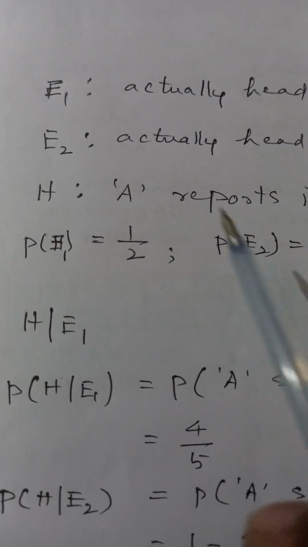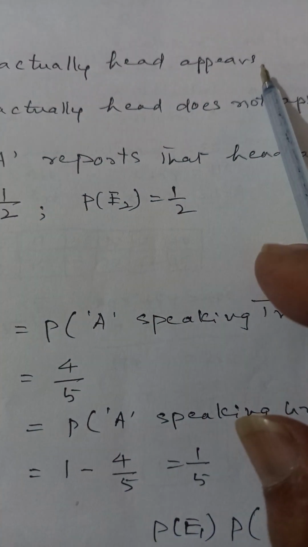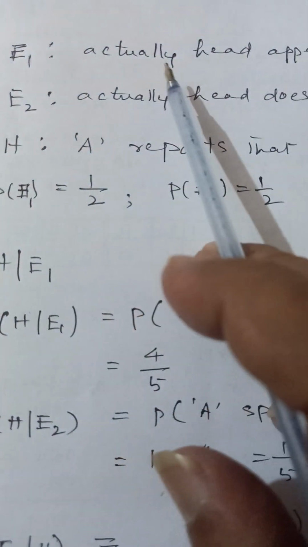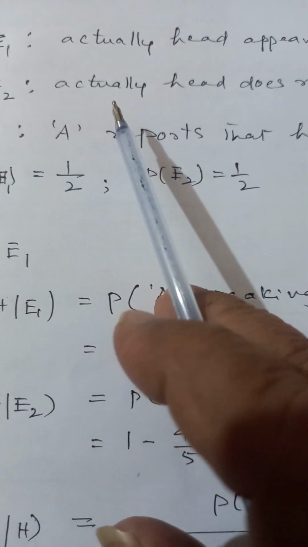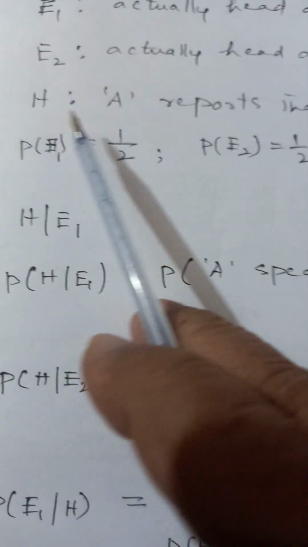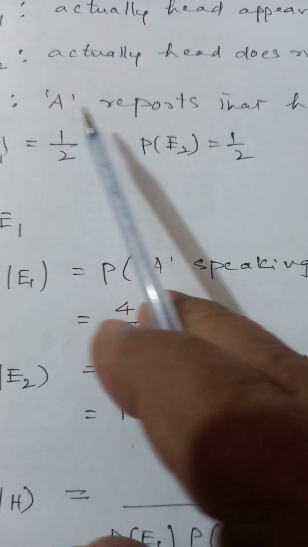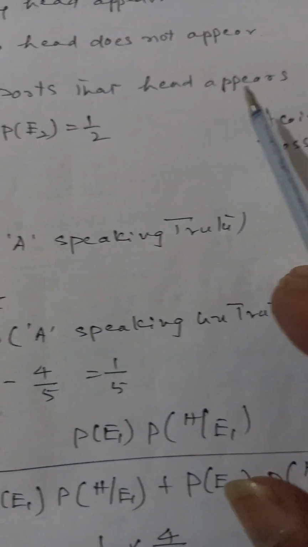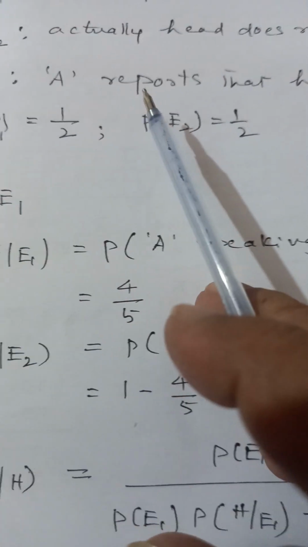Look here, we write like this. E1 represents actually head appears. Remember this. E1 represents actually head appears. E2 represents actually head does not appear. H: A reports, that is A tells, that head appears. When he looked at the tossed coin, he said head appears. That's it. H, A reports that head appears.